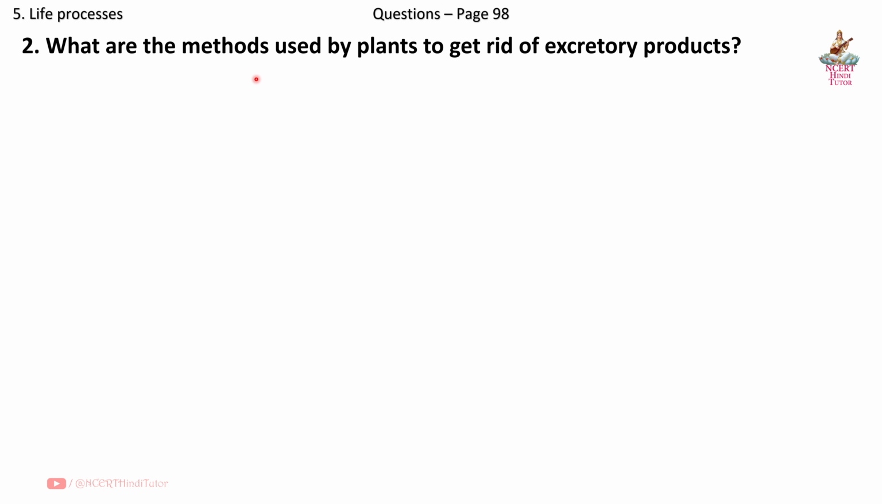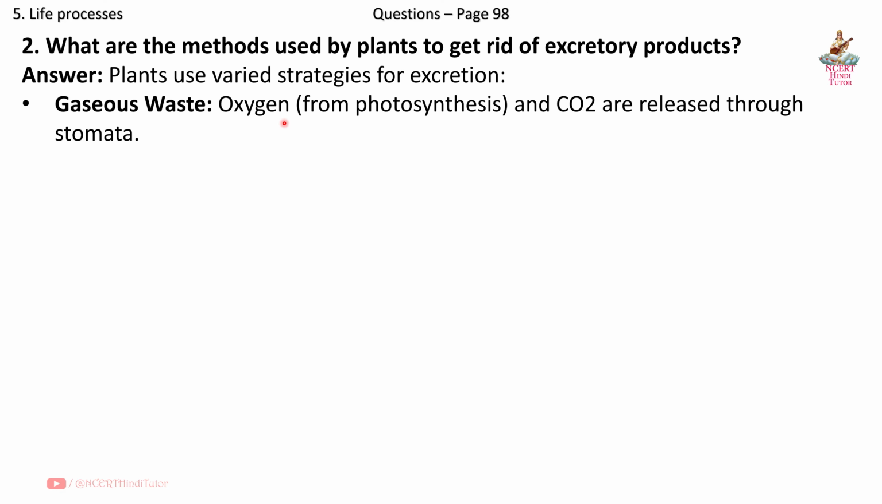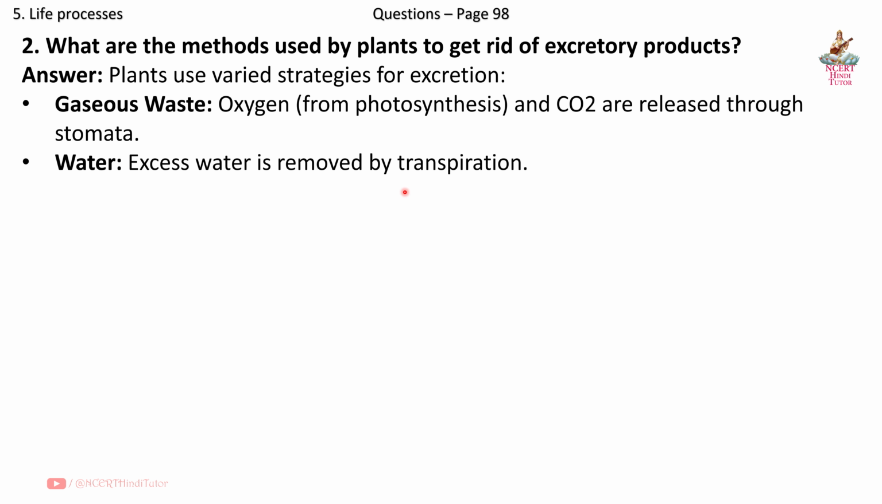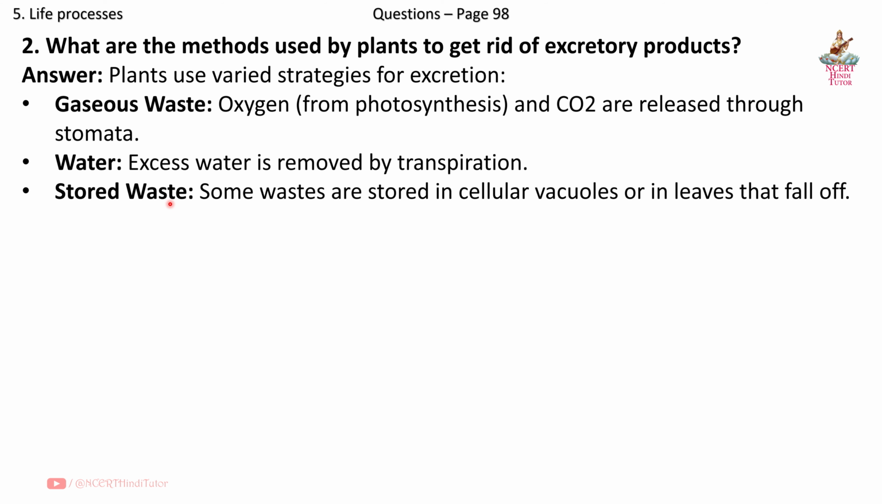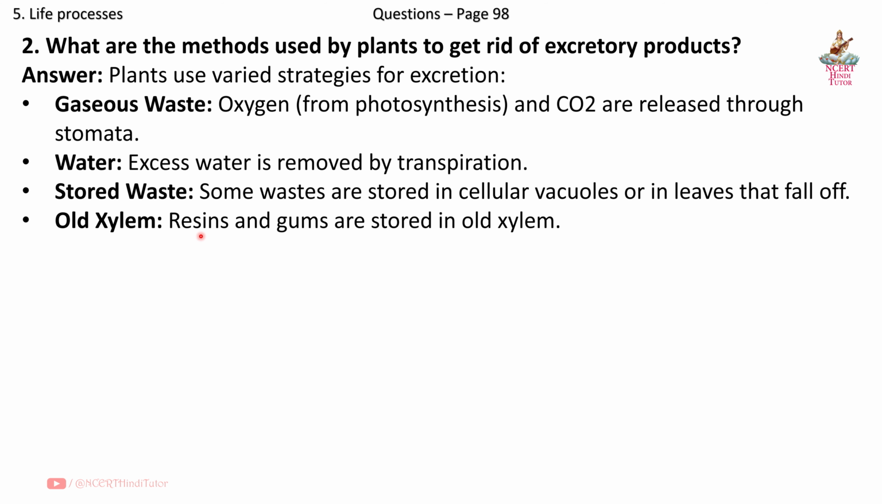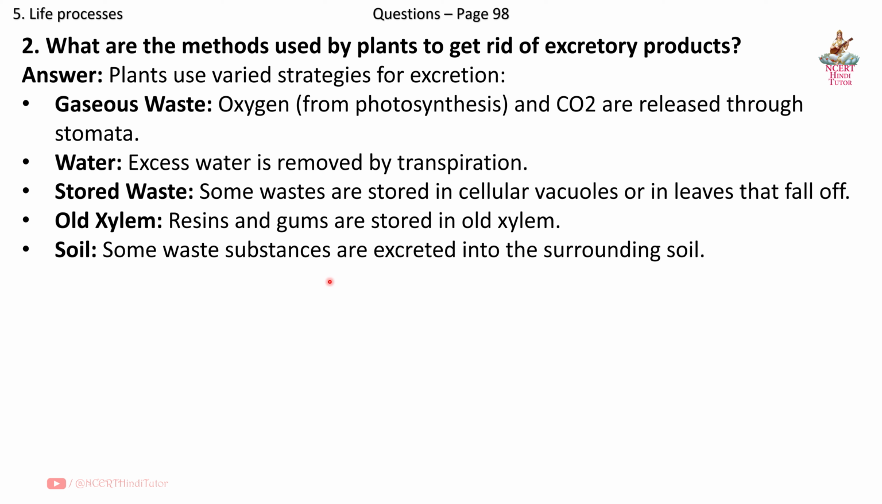Question 2. What are the methods used by plants to get rid of excretory products? Answer. Plants use varied strategies for excretion. Gaseous waste: oxygen from photosynthesis and CO2 are released through stomata. Water: excess water is removed by transpiration. Stored waste: some wastes are stored in cellular vacuoles or in leaves that fall off. Old xylem: resins and gums are stored in old xylem. Soil: some waste substances are excreted into the surrounding soil.